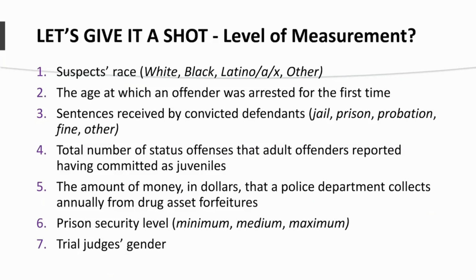Next example: sentences received by convicted defendants. As an example, jail, prison, probation, fine, or other. Take a minute to look over that. That one's a little more complicated. Some might make the argument that it would be ordinal. However, I would say it would be nominal. Remember, ordinal and nominal are going to be measuring the same type of variable, group of people, places, objects, whatever. But ordinal involves a rank and order to it. So for these five different sentences, there's not really an order you can place. Some people might see a way you could order these based on severity, but not exactly. That's maybe a little subjective as well.